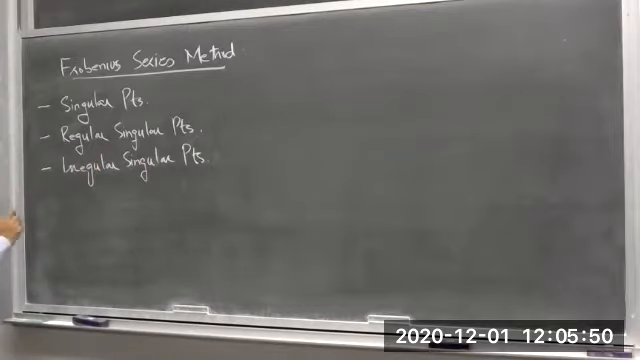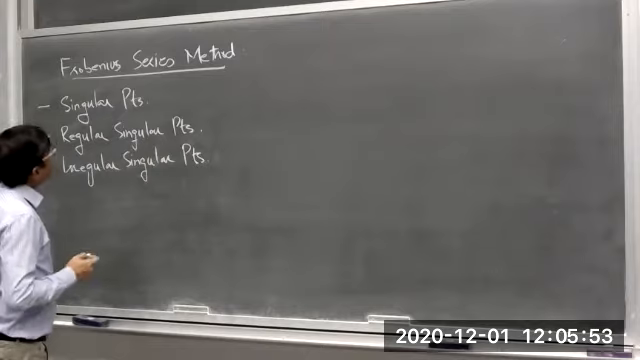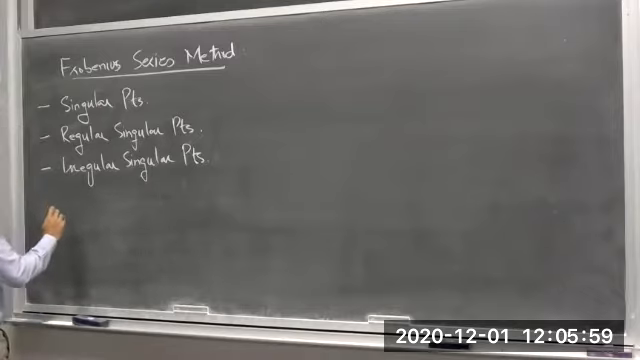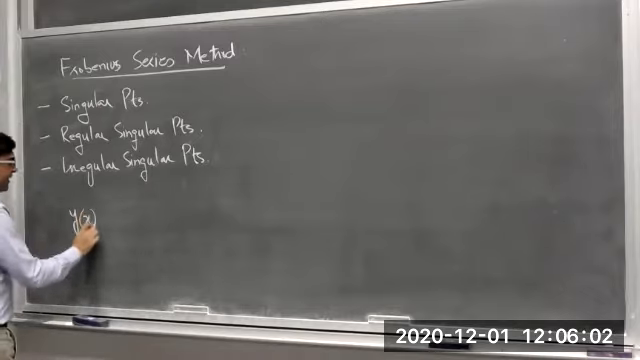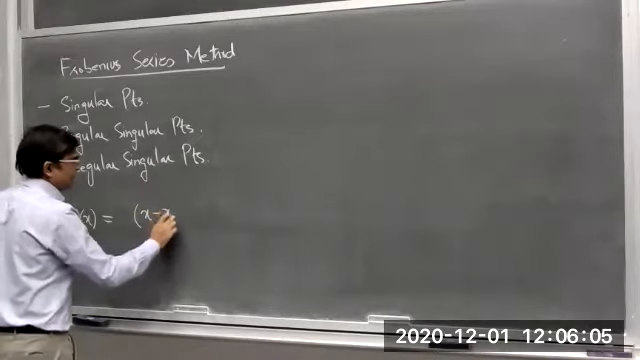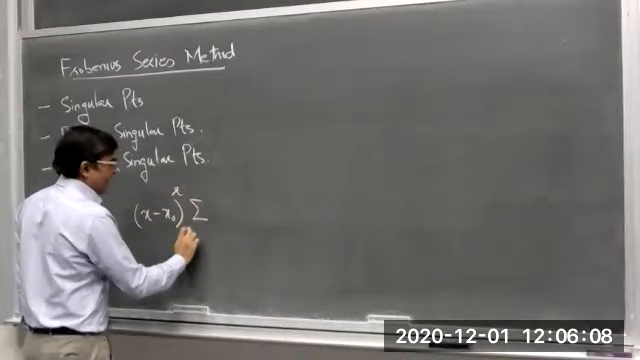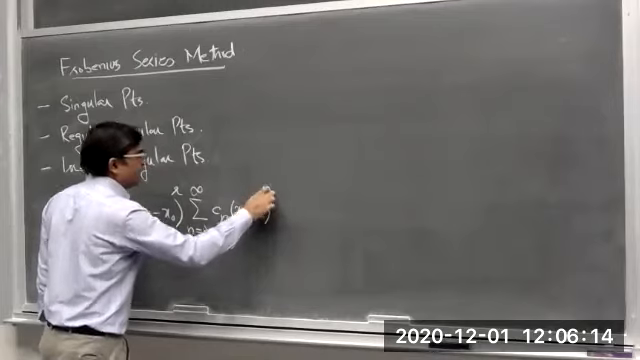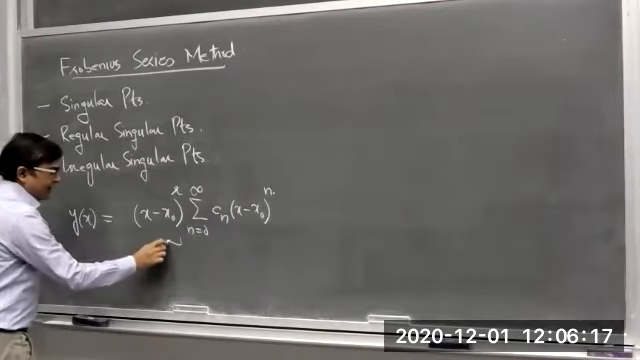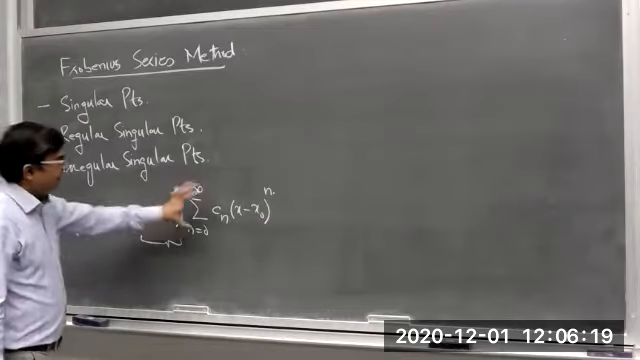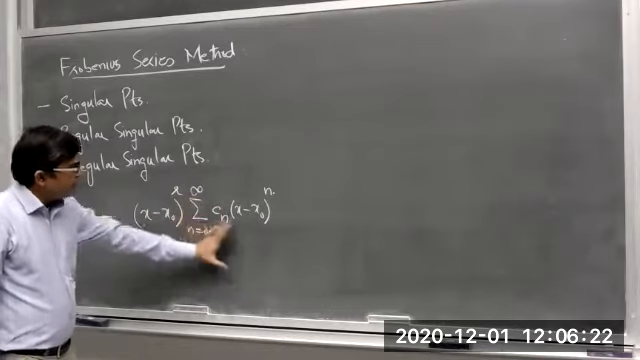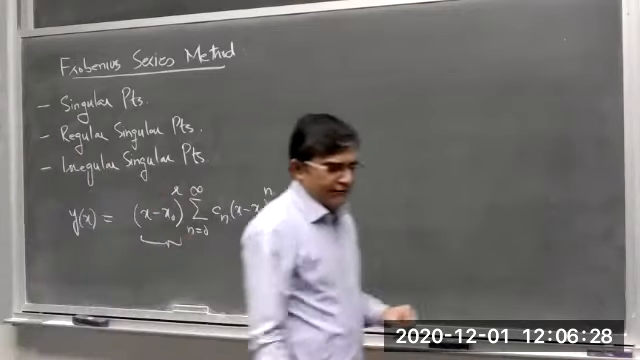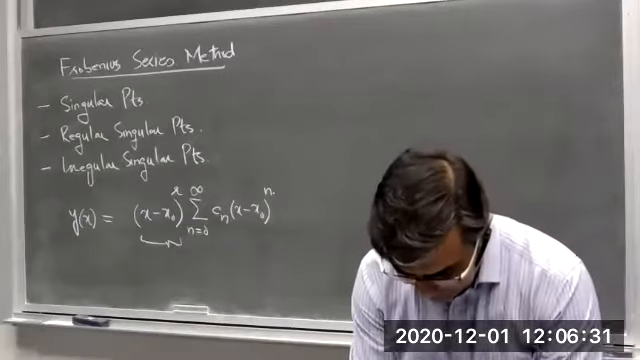If a differential equation is given, and we need to find the solution around the regular singular point, then we assume that the series is of the form (x minus x naught) raised to the power r, summation n from 0 to infinity, cn (x minus x naught) raised to the power n, where this factor is additionally multiplied with the power series in order to handle the regular singular points. Now let us do an example of this method.